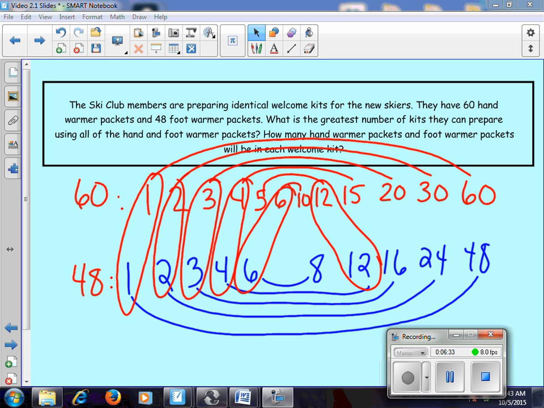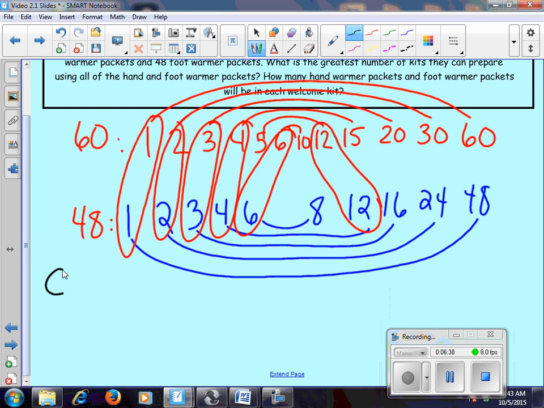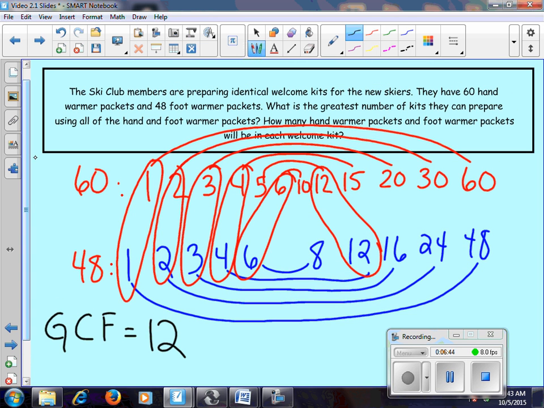So what's the greatest common factor? The GCF is 12. So these ski club members, if they're preparing these welcome kits for new skiers, they know that they can make 12 kits that would have the same amount of hand warmers and foot warmers in each one. So they can make 12 groups.